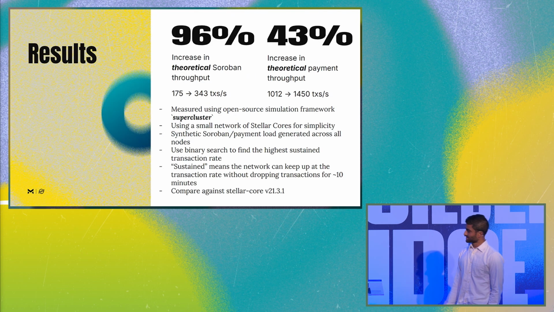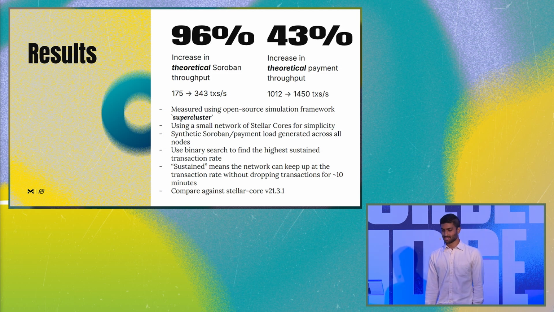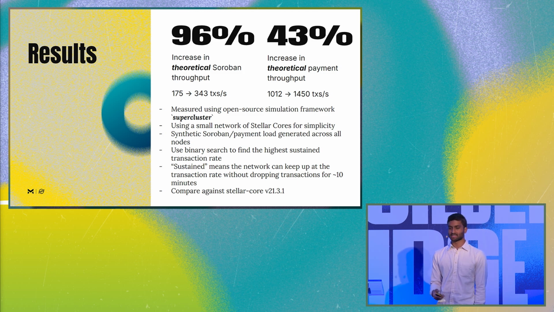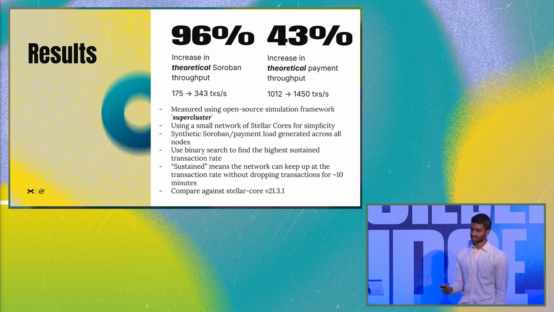So let's look at some results. As of today, we've already shipped some of this functionality and prototyped the rest. In simulated results, we were able to observe a 96% increase in theoretical Soroban throughput, as well as a 43% increase in classic payment throughput. So the results are pretty promising.